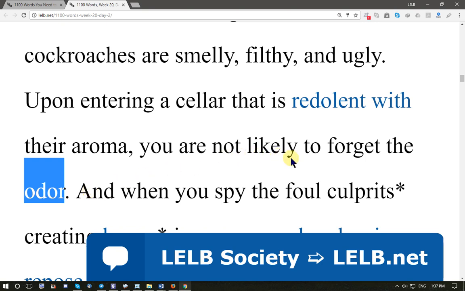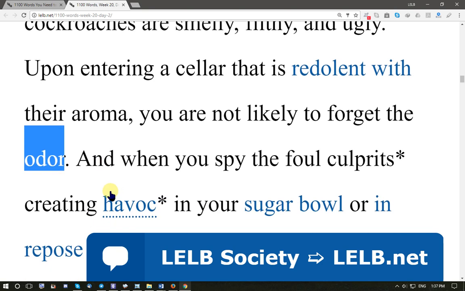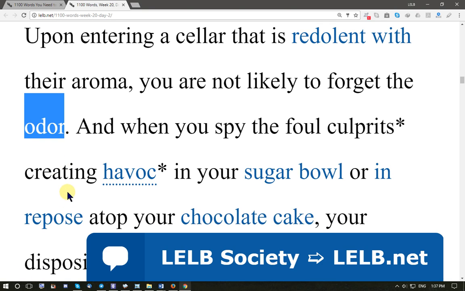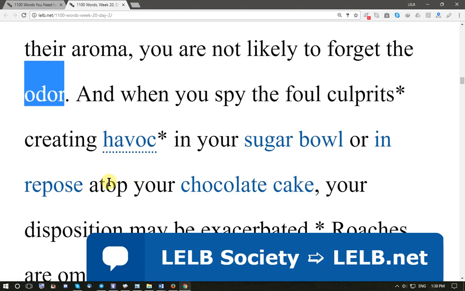So, it's unlikely that you would forget the odor. And when you spy the foul culprit, when you observe it, foul means bad, culprit means criminal. It refers figuratively to the cockroach, creating havoc, destruction in your sugar bowl, or in repose atop your chocolate cake. On the top of the chocolate cake, it just rests. It refers to the cockroach.